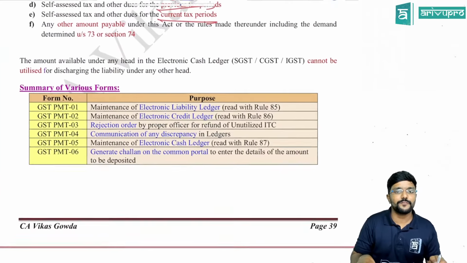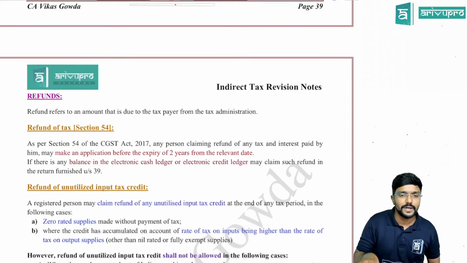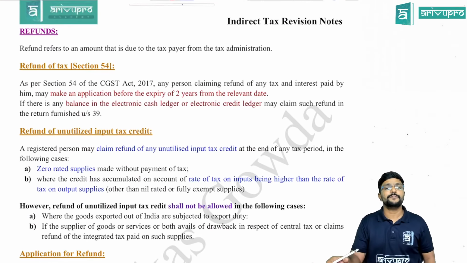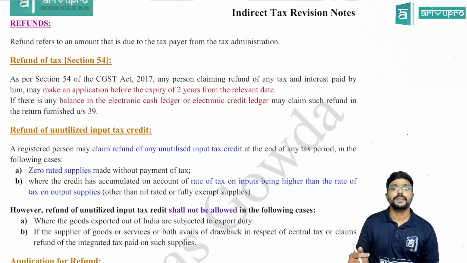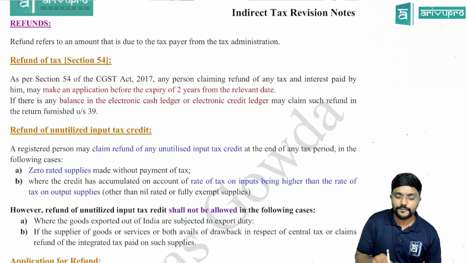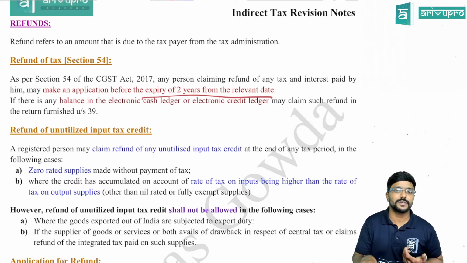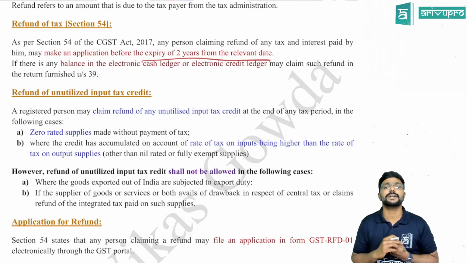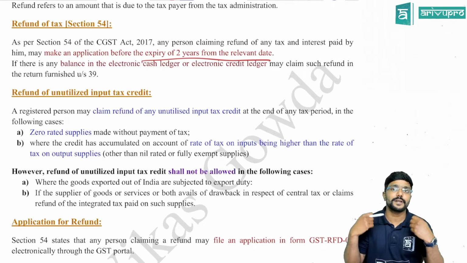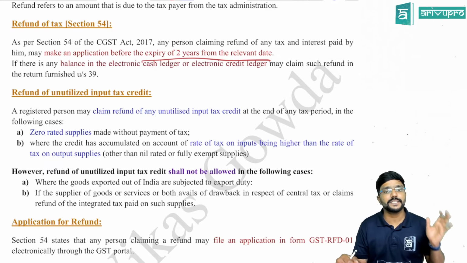Then coming to the summary of various forms, I have given you PMT 1, 2, 3, 4, 5 and 6 in the order. Then coming to the refunds, whenever I am eligible for any refund, I have to make an application for refund in RFD 01 within a period of 2 years from the end of the relevant date. And what is that relevant date? It depends on the situations. If there is any balance in the electronic cash ledger or credit ledger, I can apply for refund through application at any time while I am filing the return under section 39.